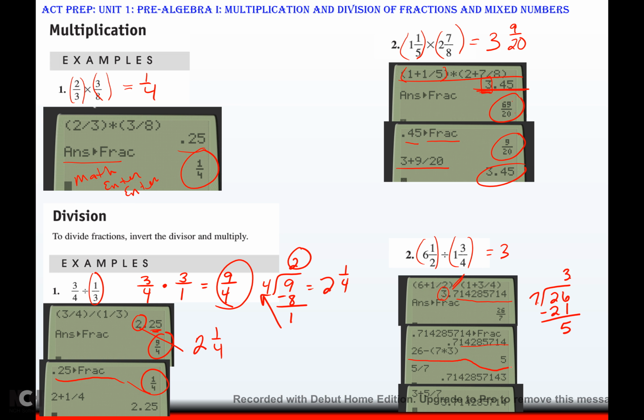And that's what I just did here. That tells you how much is left over. So you got 3 whole times and 5 over 7 left over. So my answer would be 3 and 5/7. And you see, if I typed it in, I get the same answer as when I typed the original problem. Okay?